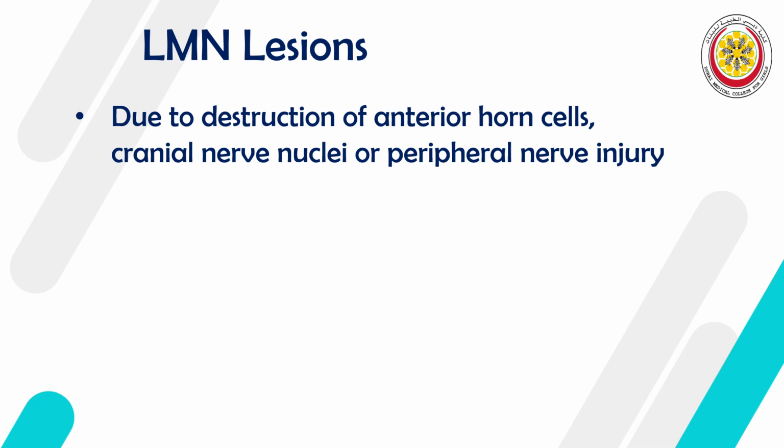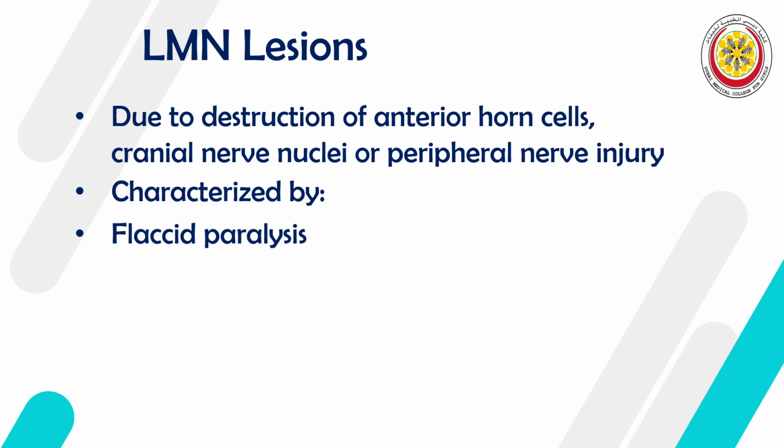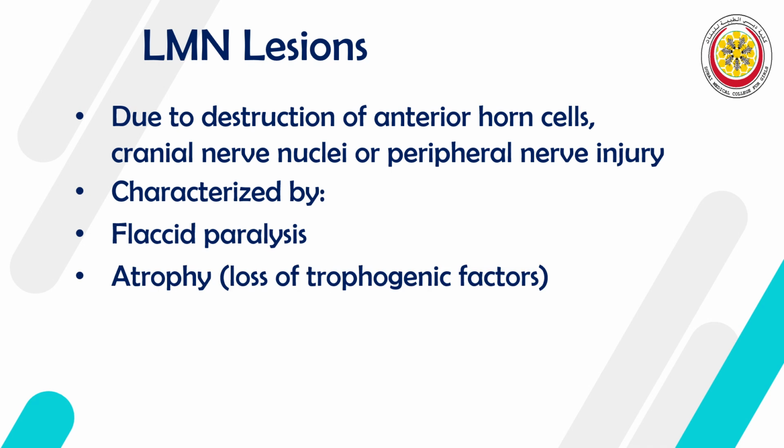In lower motor neuron lesions, because of the destruction of anterior horn cells or the cranial nerve nuclei or the nerves themselves, peripheral nerve, these are the lower motor neuron. These are characterized by the following. Because the facilitatory effect and all of that is removed, then we have flaccid paralysis. So upper motor neuron lesion leads to spastic paralysis, while lower motor neuron lesions lead to flaccid paralysis. Atrophy, because of loss of the trophogenic factors.